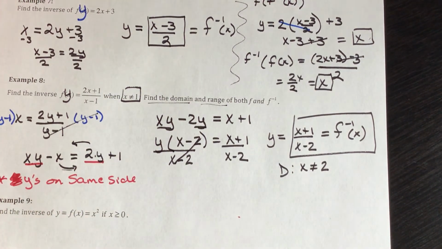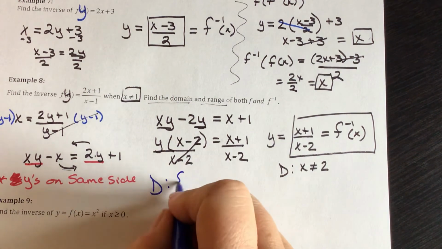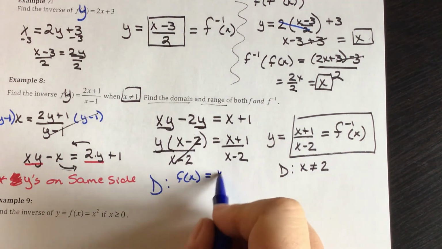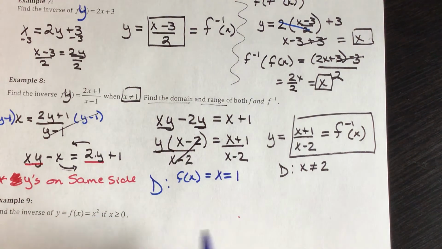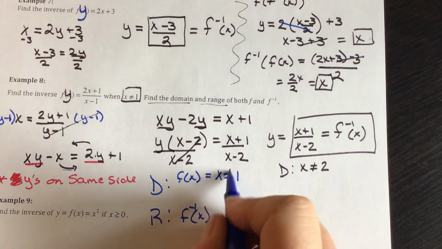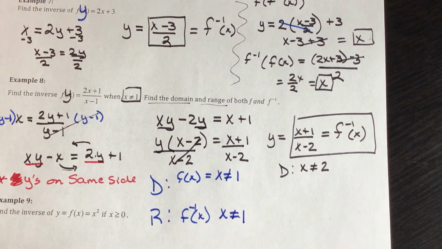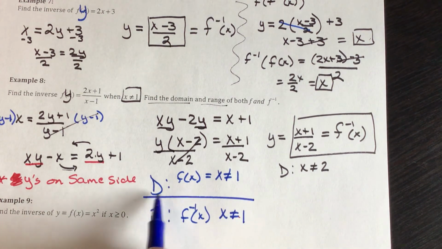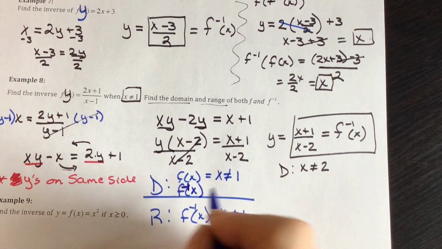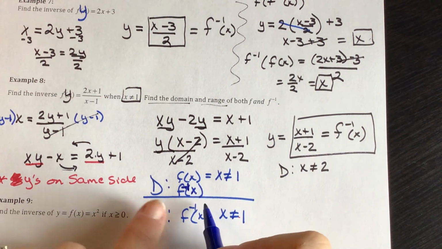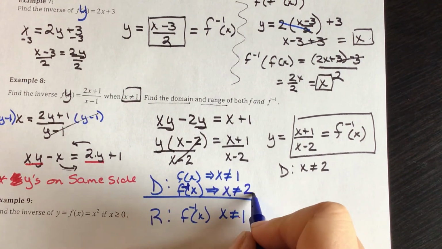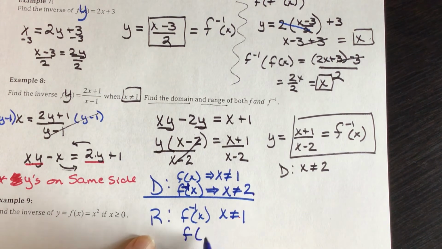So if I write those both, the domain for f of x is going to be x cannot equal 1, and that's going to be the range for the inverse function. So the domain for the inverse function, f inverse of x, is x cannot equal 2, and that's going to be the range for f of x.